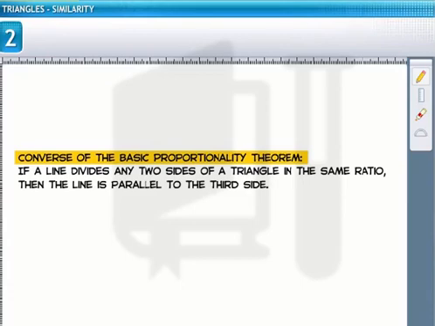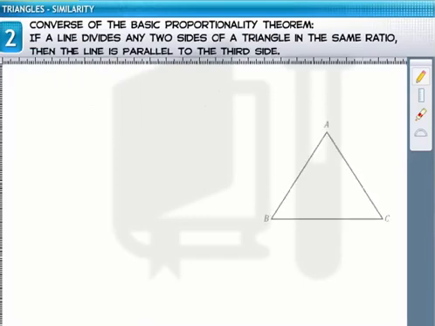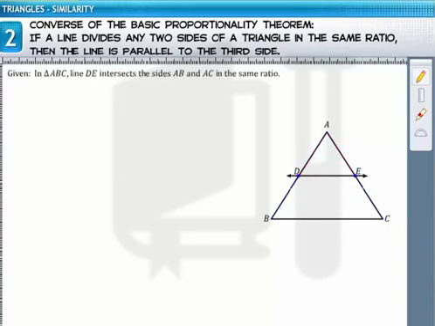The converse of the theorem states that if a line divides any two sides of a triangle in the same ratio, then the line is parallel to the third side. Consider the figure. A triangle ABC is given. The line DE intersects sides AB and AC at points D and E respectively, such that the sides are divided in the same ratio. To prove the theorem, we'll prove that line DE is parallel to side BC.